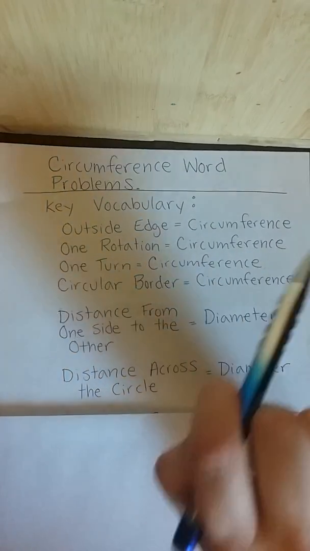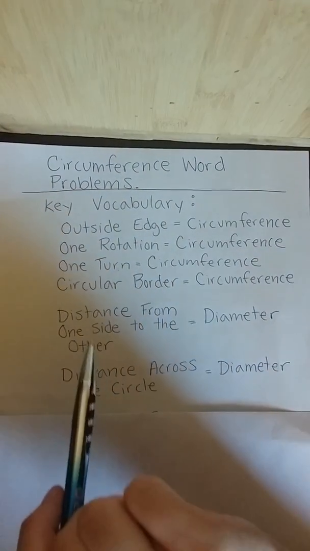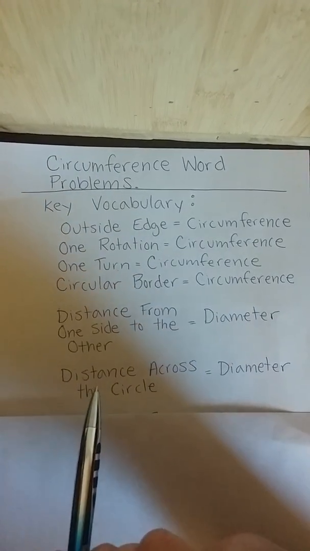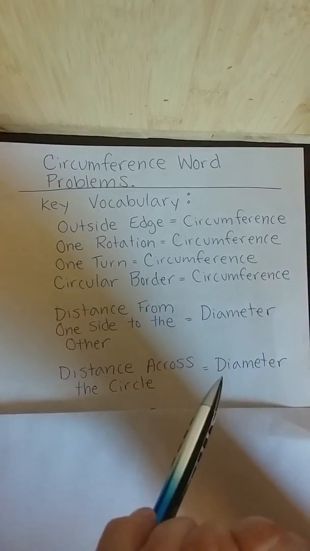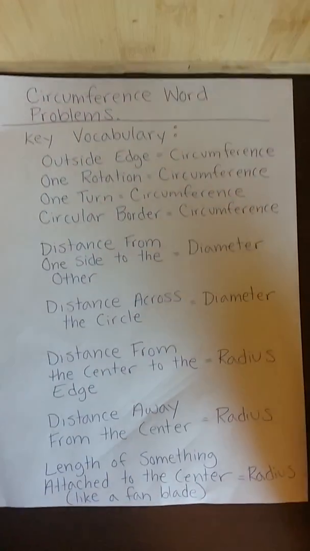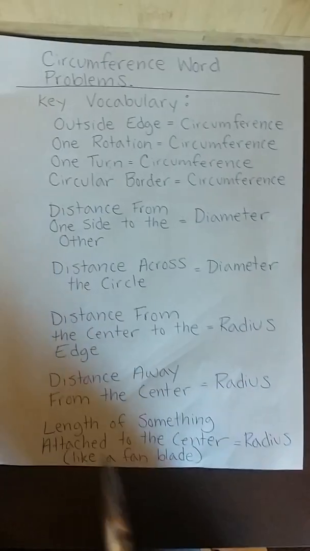Diameter is going from one side of the circle to the other. So the distance from one side to the other is the diameter, or the distance across the circle is the diameter. And finally, we have some key words that mean radius.